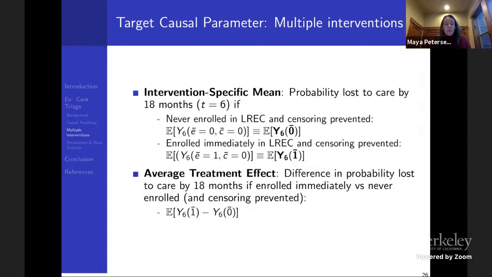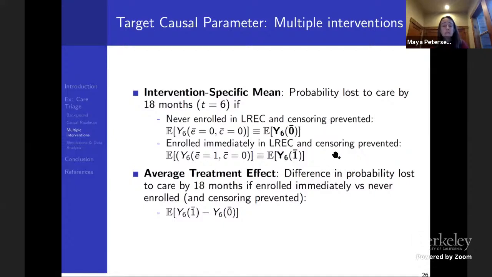So we need a target causal parameter then. So what do these parameters look like when we now get into the case of multiple interventions? So we're still going to focus, just for illustration, on, as an outcome, this indicator of being lost to care or died by 18 months. And so what we now like to ask is, how would your counterfactual probability of having been lost to care or died by 18 months have differed if you first had never enrolled in this program? So your E-bar vector, your exposure vector, is set to 0. That decision at every time point is 0, and censoring was prevented. So that's this first expectation of the counterfactual outcome here. Just to keep our notation reasonable, we'll just refer to that as the expectation of the counterfactual outcome at time 6 under this intervention to always set enrollment to 0.